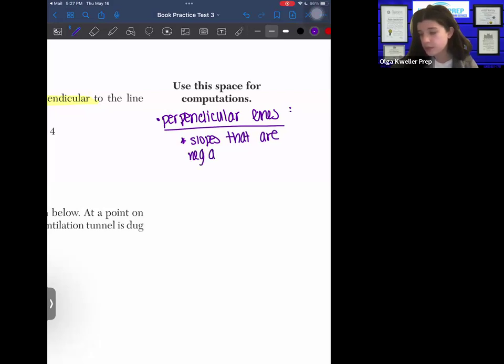So what that means in real life is that we flip our numerator and denominator, and we flip our sign. So if it's positive, it becomes negative. If it's negative, it becomes positive.